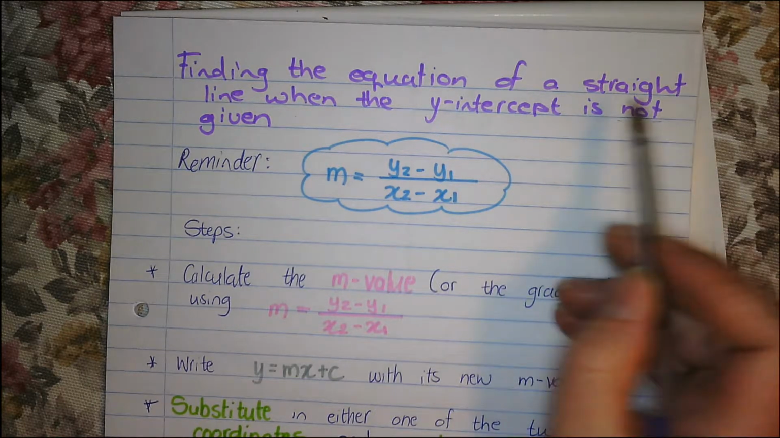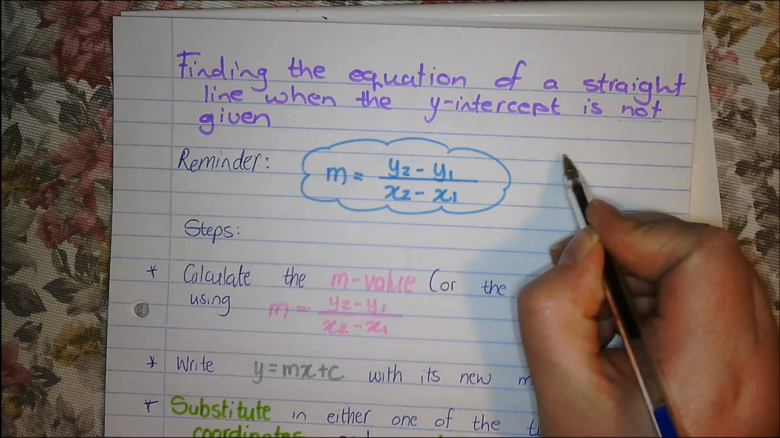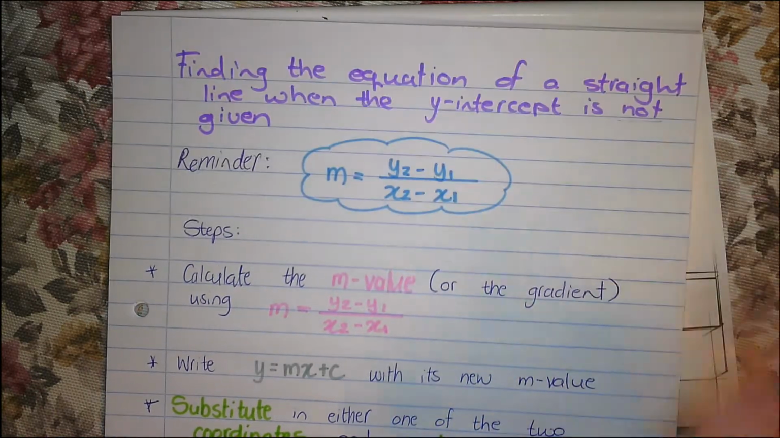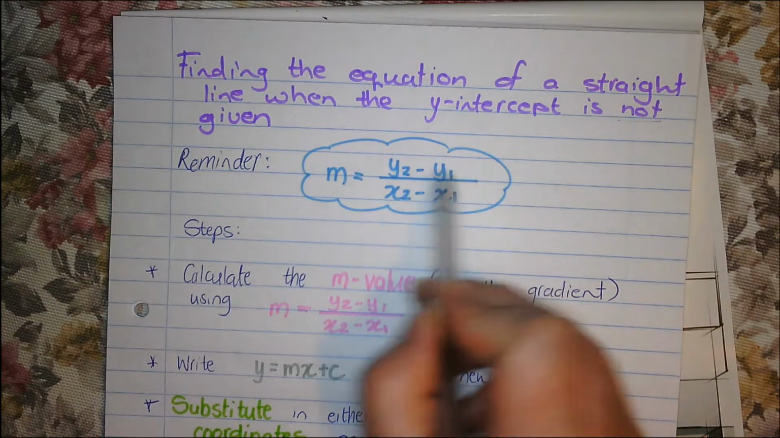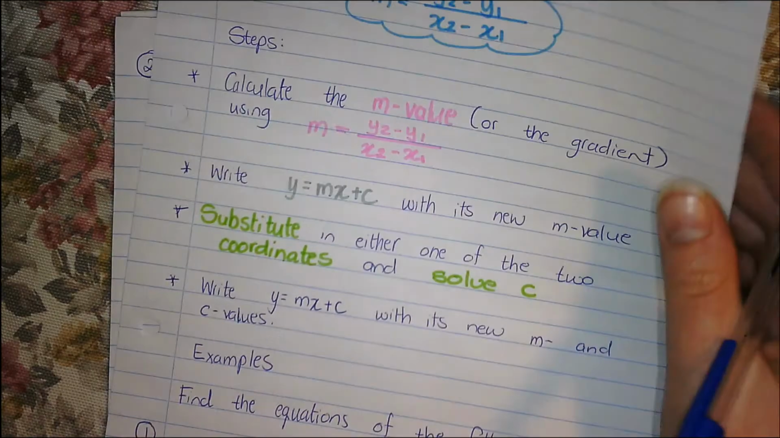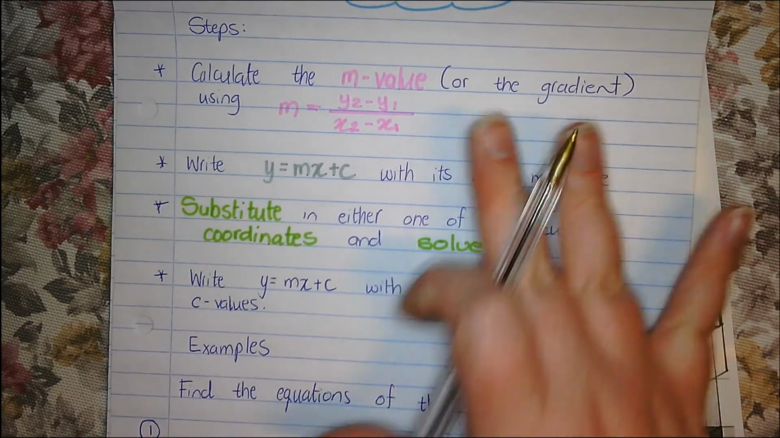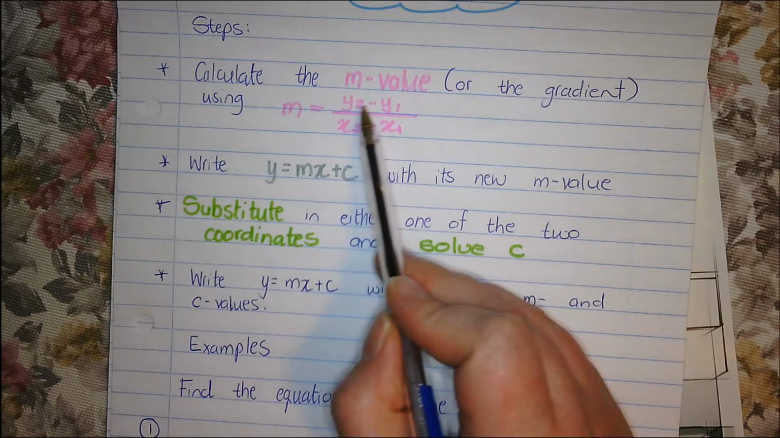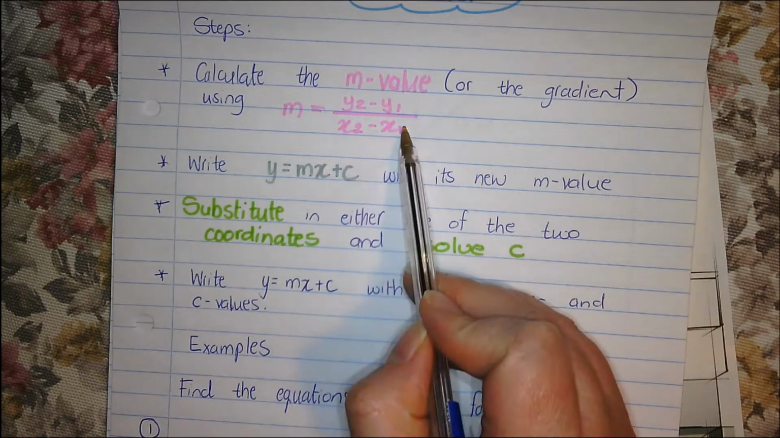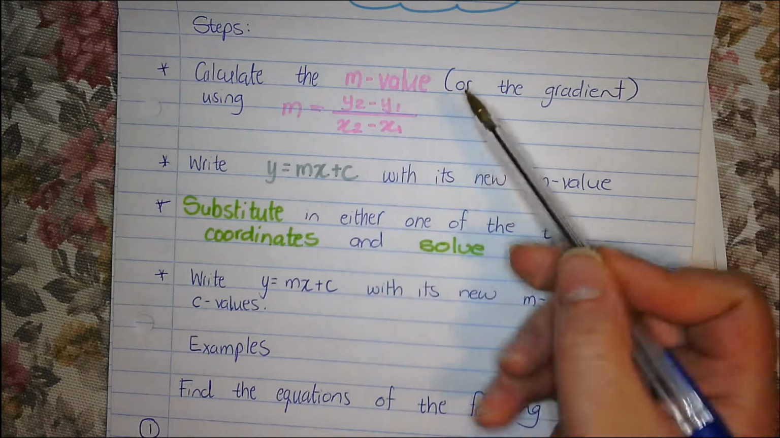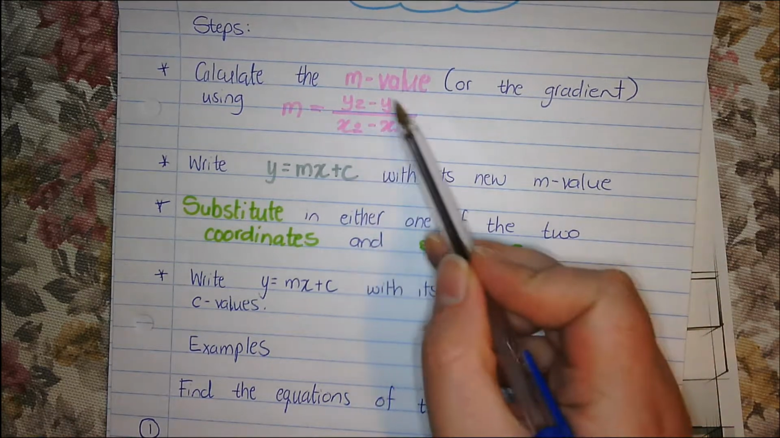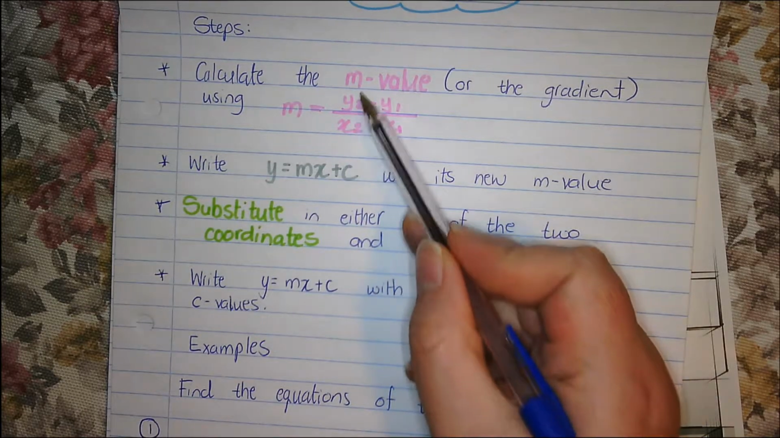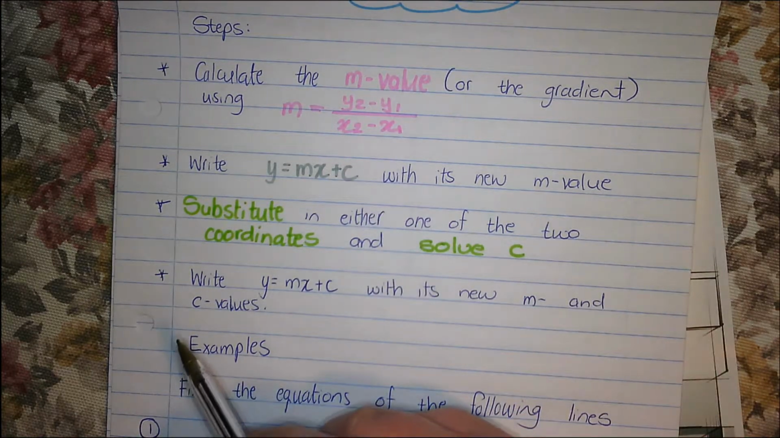When we are not given the y-intercept, we will be given 2 separate points on the line. So we're going to use the gradient, which is change in y over change in x. Your steps are to calculate the m value, which is the gradient of your line, change in y over change in x. As you'll recall, it doesn't matter which coordinate you start with, as long as you use the same coordinate first in the numerator and denominator.